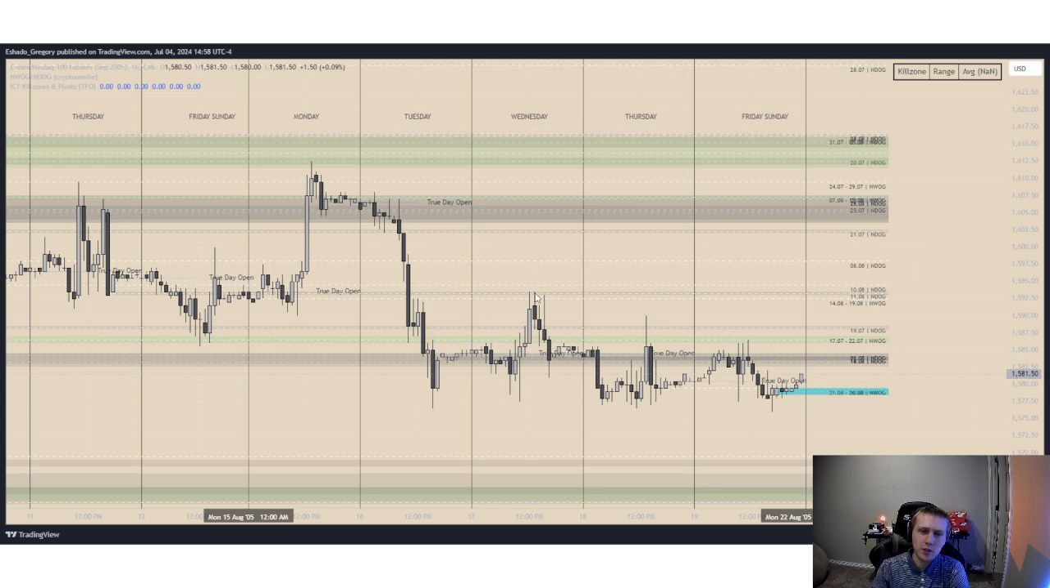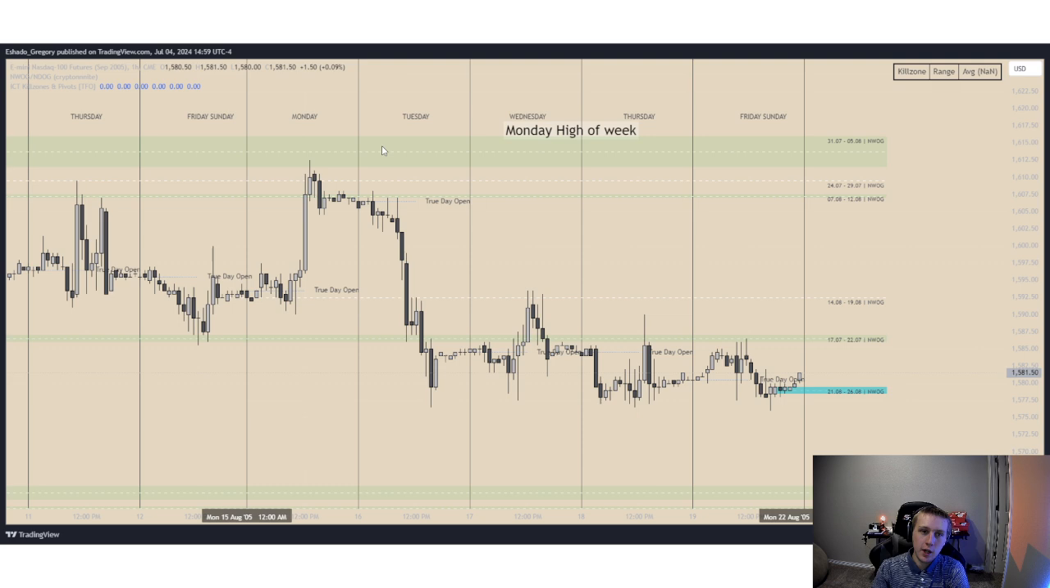As you see, we repriced to it right here within that fair value gap right there. That's nice. Then we see sell side. So that could be a possible trade. But I would say this was a Monday high week. Classic sell week. You're looking for Monday for the high of the week, Monday, Tuesday, Wednesday. That's what ended up happening there.